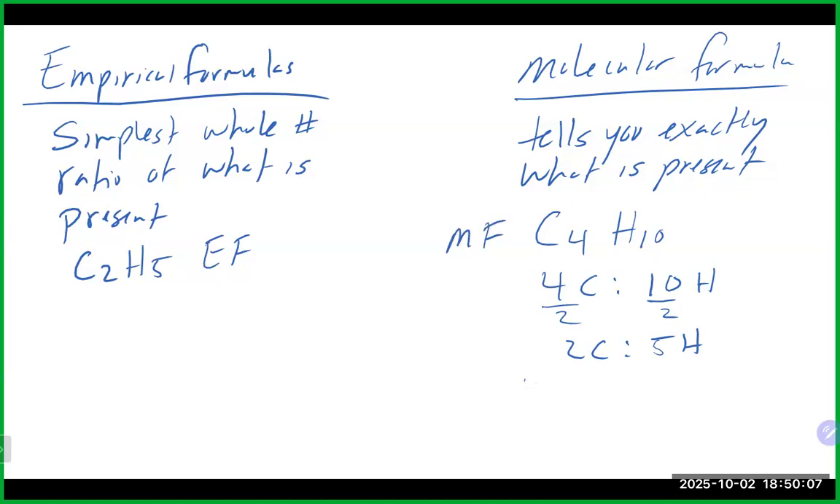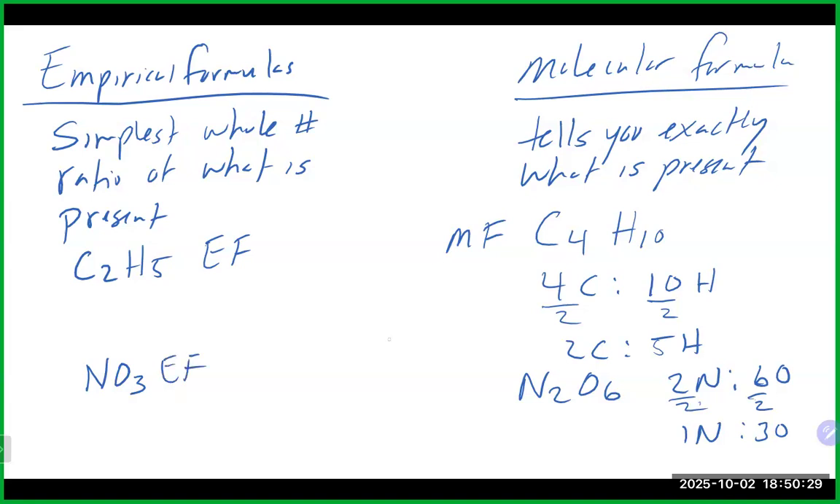Same thing if you had N2O6, that is 2 nitrogens for every 6 oxygens. And you could also divide this by 2, which would give you basically 1 nitrogen for every 3 oxygens. So the empirical formula here would be NO3 for that molecular formula on this side. So if you can reduce down a formula to all whole numbers by dividing by a common number, those subscripts, that will give you your empirical formula.